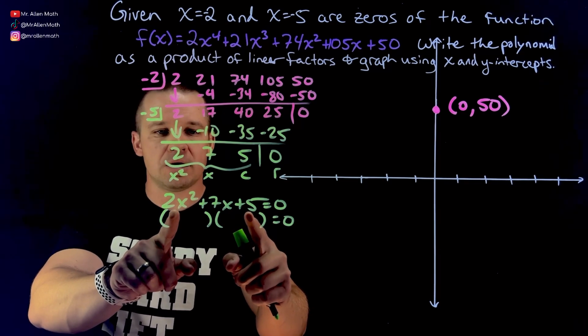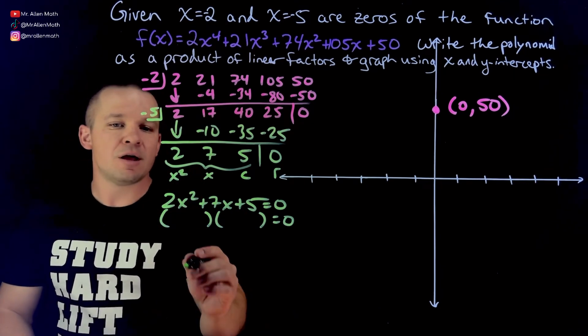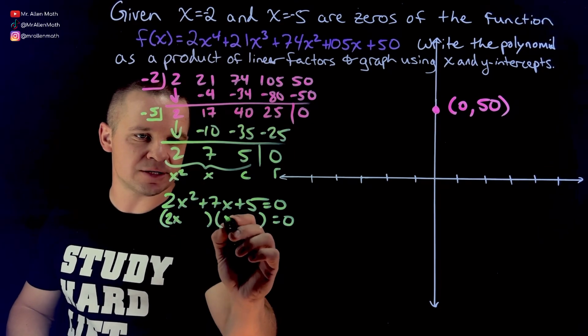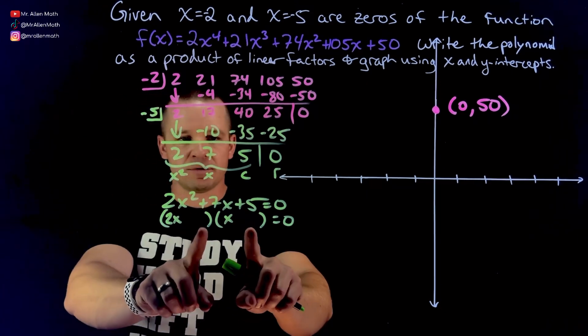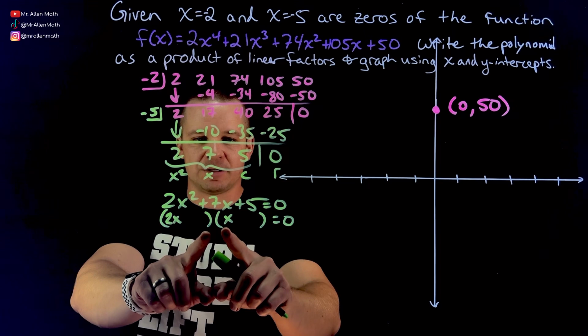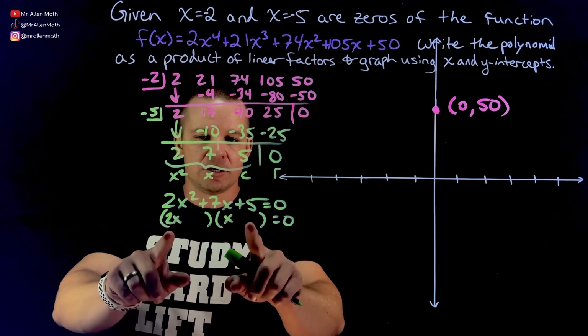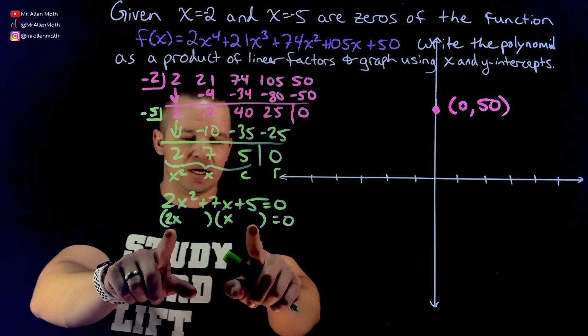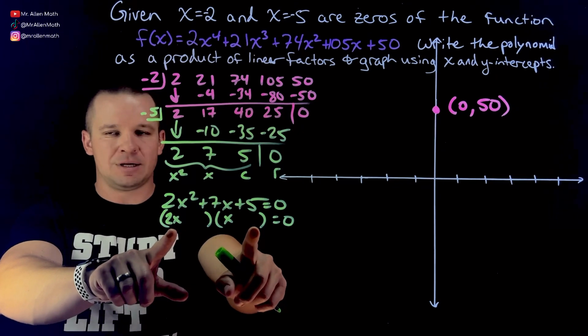2 times 5, it's 10. And add to 7? Yeah, it's 2 and 5. So I know it's factorable, and I like to go guess and check style here. So these two numbers need to multiply to 5, while this times this and this times this added together gives me 7x. So if I did 5 over here, I'd get 2 times 5 is 10. That's not going to work out.